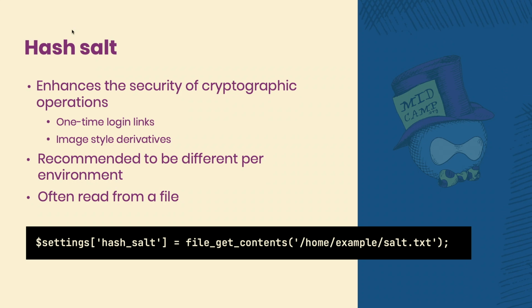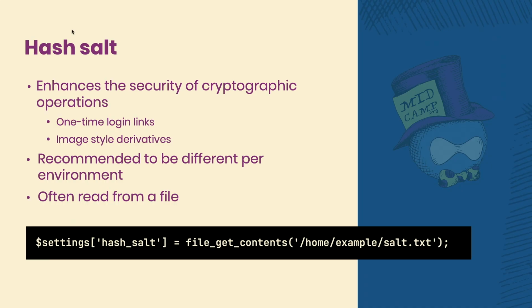It is recommended that the hash salt be different per environment. But when I was doing research to see if it's recommended that it actually be different in a multi-site environment for each of the individual sites, there's no definitive answer there. It seems like that would be a good idea, just to add extra security, but I really haven't seen that. For the most part, I see a single hash salt for one Drupal installation.